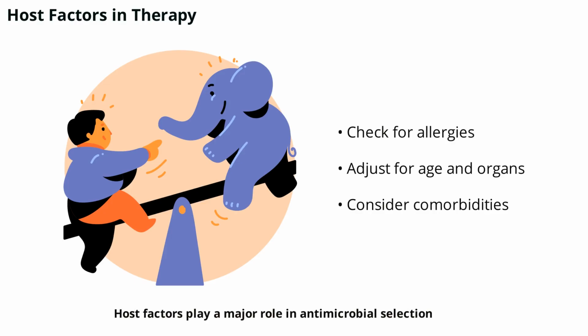Host factors play a major role in antimicrobial selection. Important considerations include drug allergies, age, pregnancy status, renal and hepatic function, site of infection, concurrent medications, and underlying diseases. For example, certain drugs may be contraindicated in pregnancy or require dose adjustments in patients with kidney or liver impairment. These factors ensure that therapy is both safe and effective for each individual.